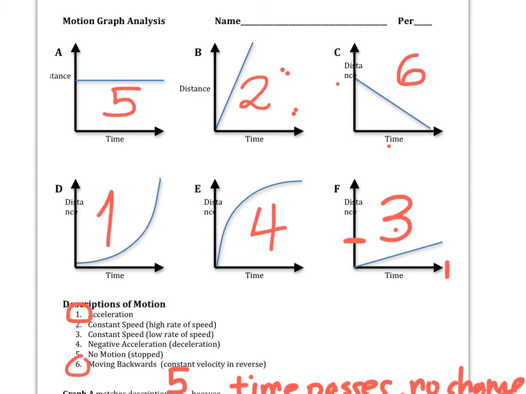For letter C, this simply means that it's constant velocity. The line is straight, but the negative slope simply tells us that the person is moving back towards their reference point or their starting point. And letters D and E are showing us acceleration. D is showing us a positive acceleration where the person is speeding up, and E is showing us a negative acceleration where the person is slowing down.